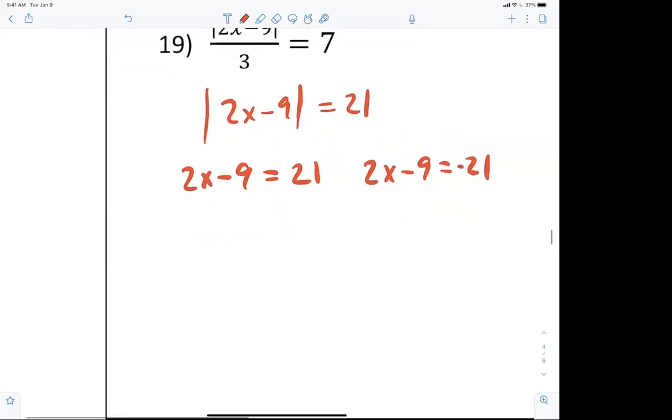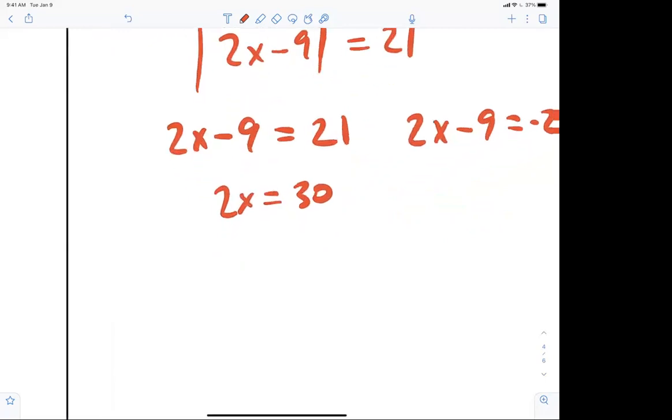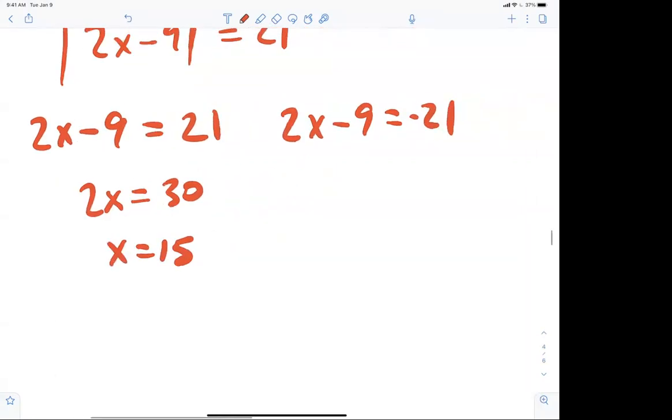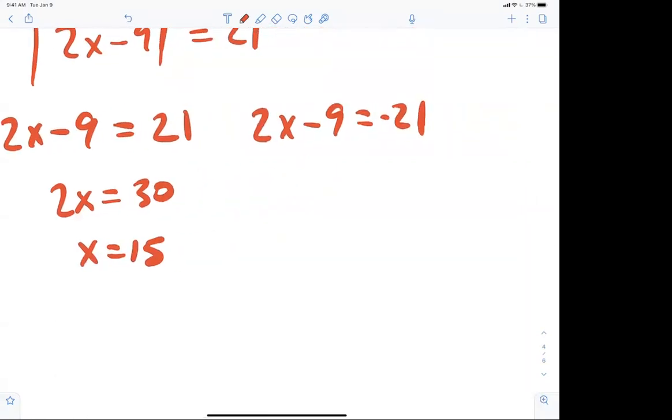All right. So now I do what to both sides? Add 9. So 2x equals 30. And now what do I do? So how do I solve that? How do I undo multiplication? Right. That's it. Now I go to the other side. Adding 9. So 2x equals negative 12. Dividing by 2. X equals negative 6.